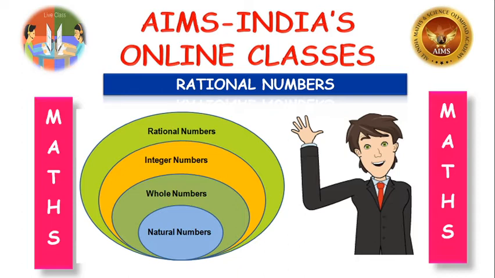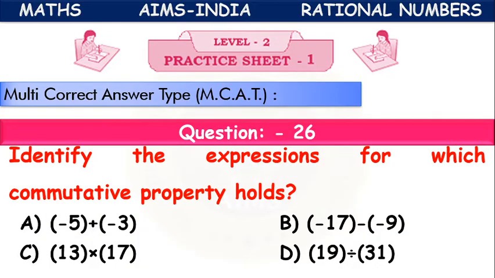Today from mathematics subject, we are going to continue the rational numbers topic. Today we are going to discuss the level 2 practice sheet problems. In level 1 we discussed all single correct answer type questions, whereas in level 2 we will have different question types. Out of them, the first one is multi-correct answer type questions.